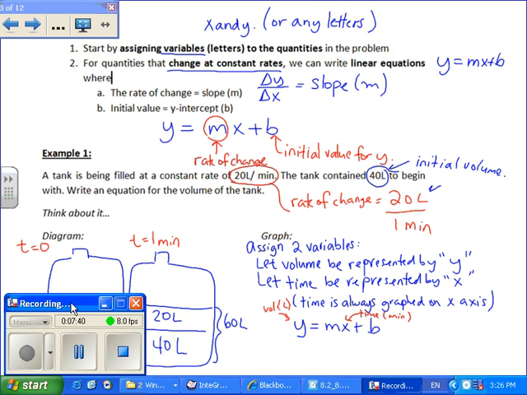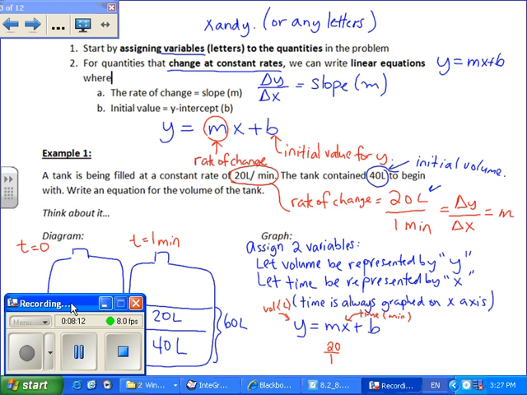And if I come back to my original information that I'm given, the rate of change is 20 liters per minute. That is equal to my change in y, my change in volume, over my change in time, which is x. Okay, and so therefore this is equal to my slope. So m is equal to 20 over 1. So I can put in 20 over 1, or 20, in for my m.